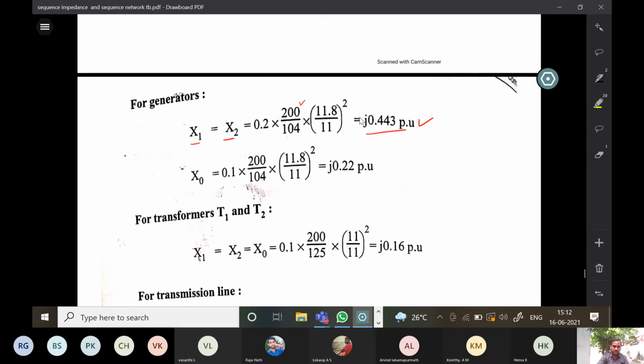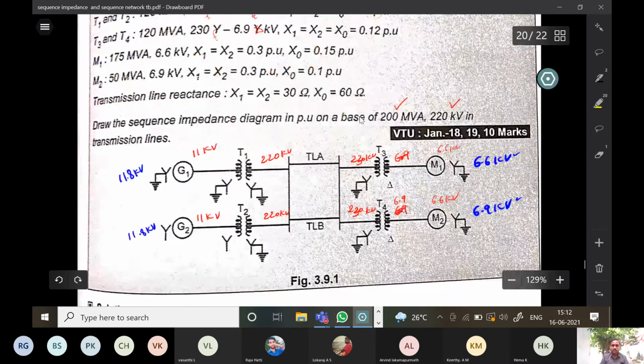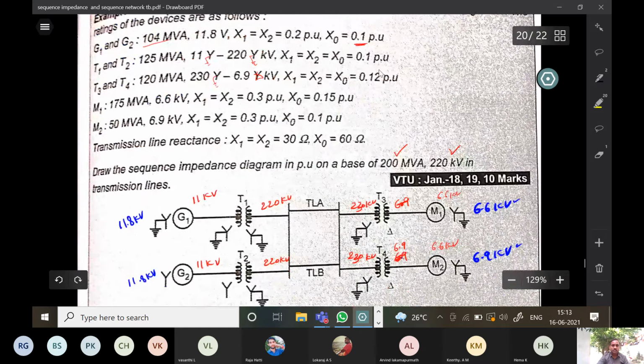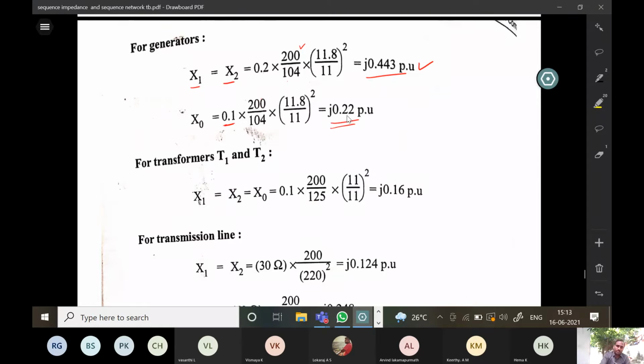Similarly, X0 can be calculated. X0 is 0.1 per unit, the zero sequence reactance. The remaining thing will be the same. In the place of 0.2, substitute 0.1 into 200 by 104, everything will be the same. You will get j0.22 per unit.